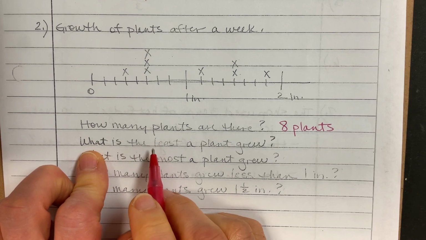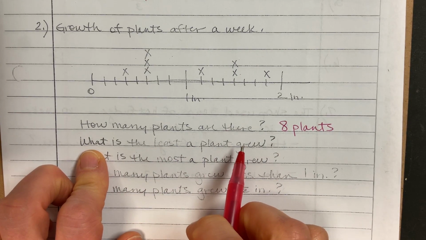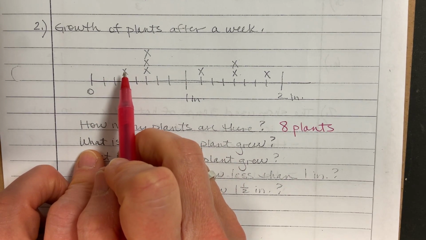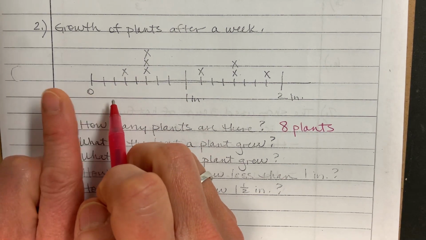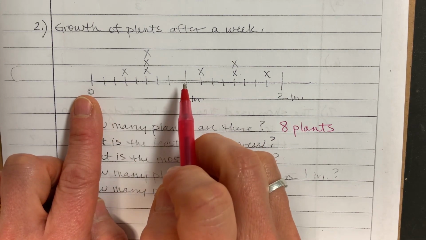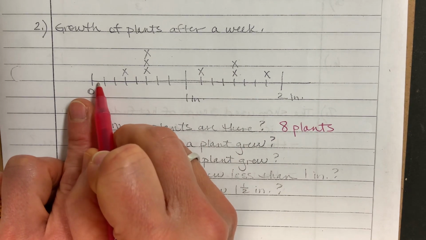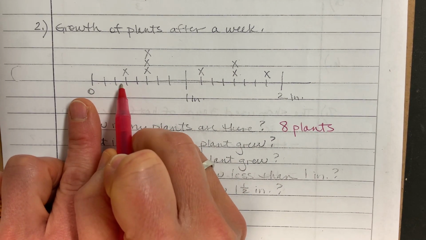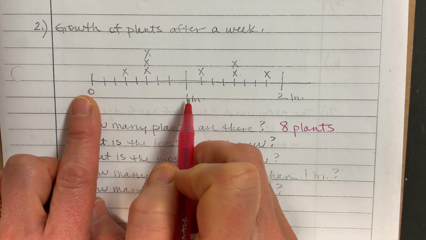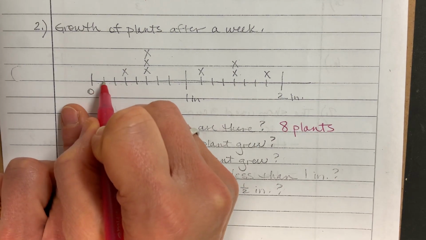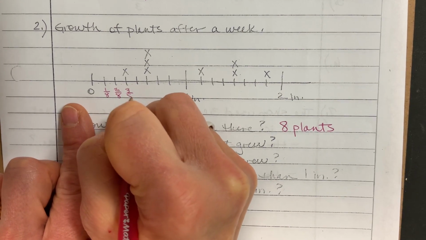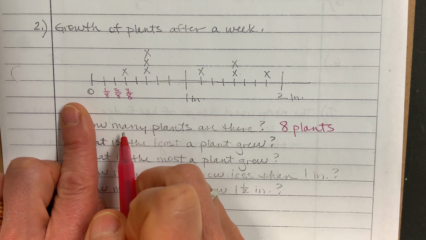What is the least a plant grew? Okay, well, the shortest plant is going to be right here. So we have to decide what fraction this represents. So let's look at our scale. Here's 0 and here's 1. Okay, so to decide what these fractions are, let's count the spaces between the 0 and the 1. 1, 2, 3, 4, 5, 6, 7, 8 spaces between 0 and 1. So these are in eighths. This would be 1/8, 2/8, 3/8. So my shortest plant is 3/8 of an inch.